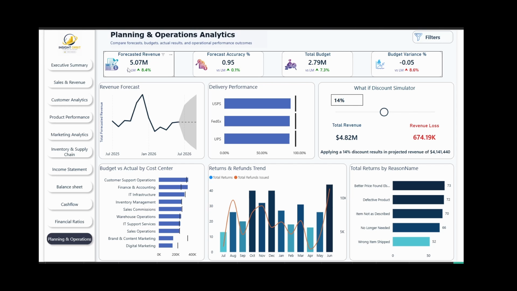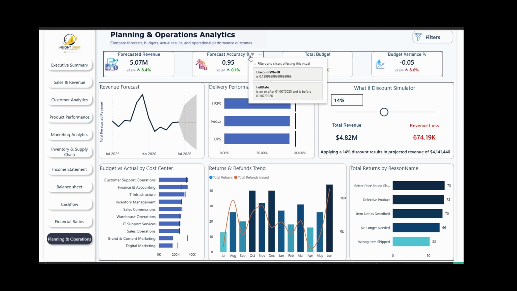At the top of the page, users can filter the analysis by date, trends, department, cost center, and product category. This filter allows the manager to analyze the performance from different business areas. These sections contain the important planning KPIs: the total forecasted revenue, forecast accuracy, total budget, and the budget variance. These KPIs compare the expected performance with the actual business result. For example, forecast accuracy helps the business to understand how reliable its future predictions are.